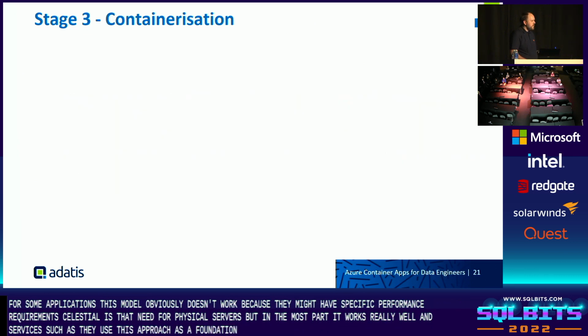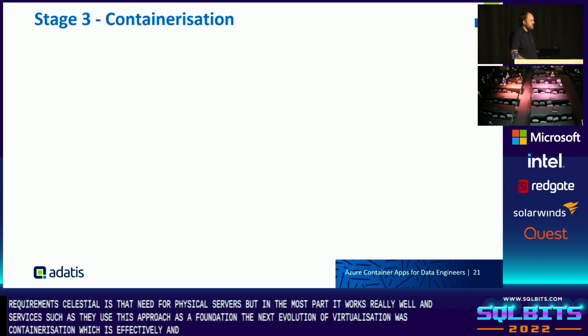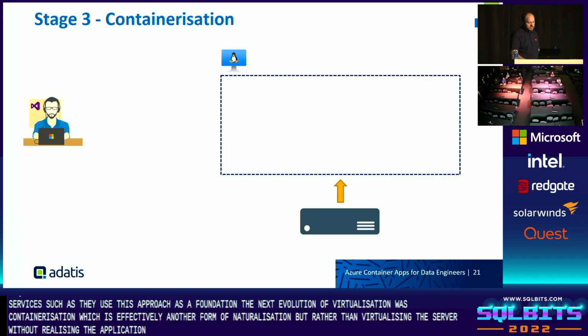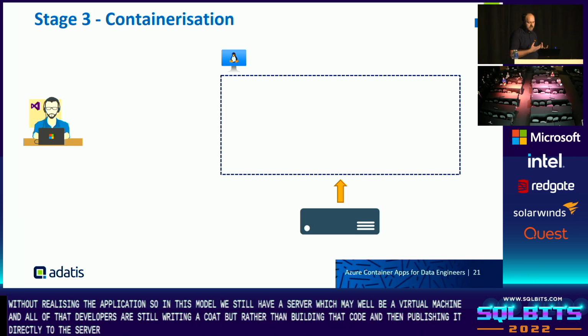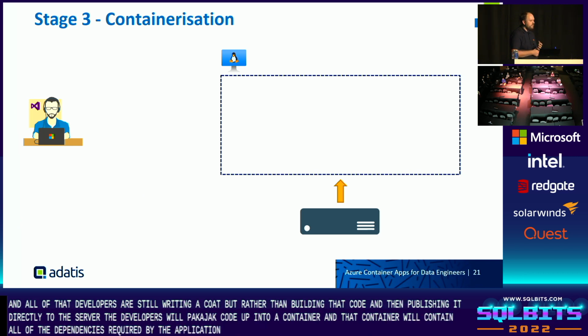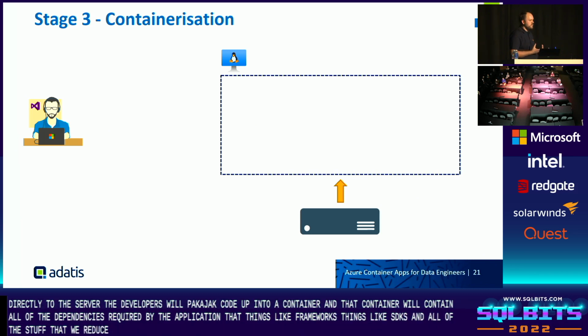The next evolution of virtualization was containerization, which is effectively another form of virtualization, but rather than virtualizing the server, we're virtualizing the application. In this model, we still have a server, which may well be a virtual machine, and all of our developers are still writing their code. But rather than building that code and then publishing it directly to the server, the developers will package that code up into a container. And that container will contain all of the dependencies required by the application. So that's things like frameworks, things like SDKs, and all of the stuff that we'd usually have to install on the server to run that application.